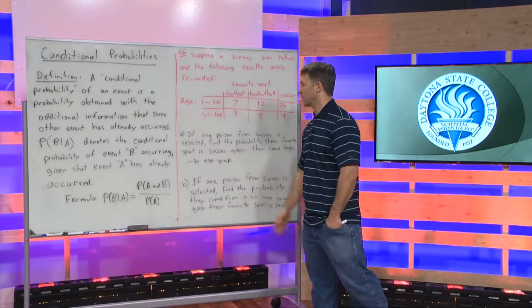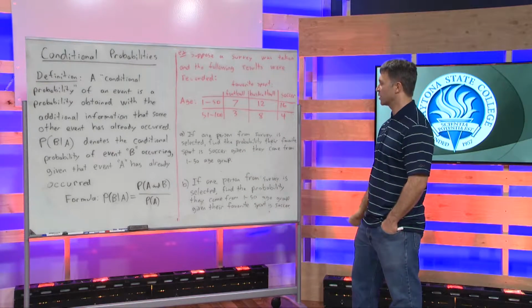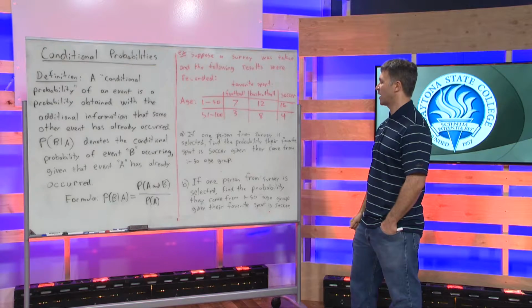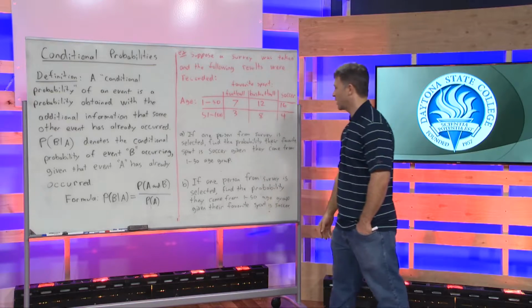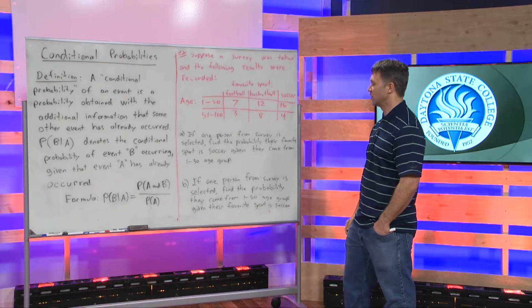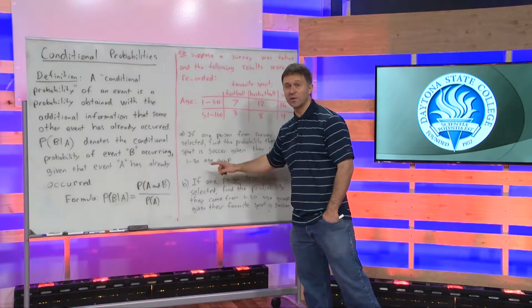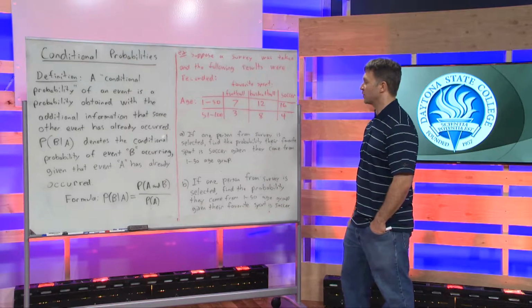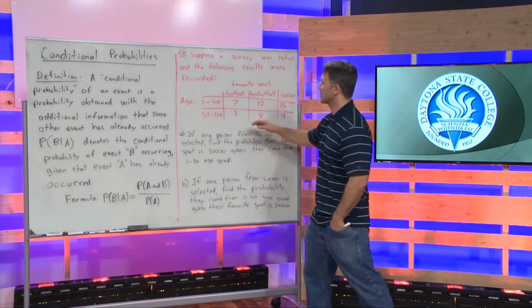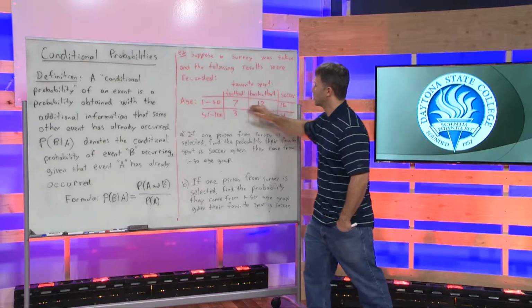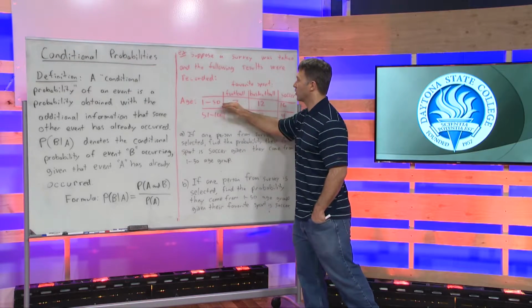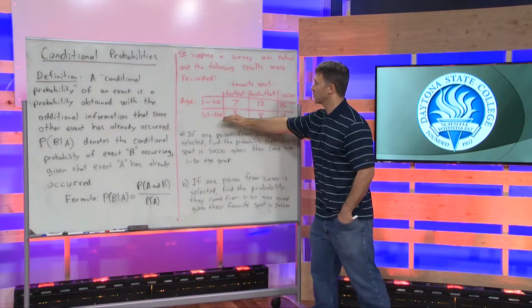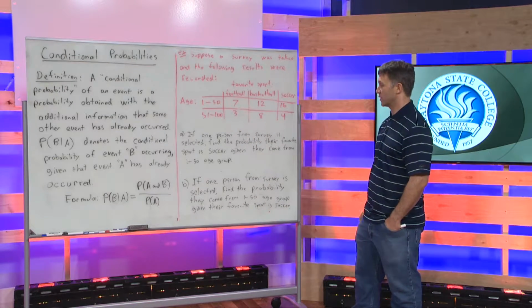All right, let's look at part A. If one person from the survey is selected, find the probability their favorite sport is soccer given that they came from the 1 to 50 age group. Okay, so that's what we're given. We're given that they came from the 1 to 50 age group. So it's almost as if this whole row corresponding to 1 to 50 age group is the only row we're dealing with. This bottom row is not there for this particular part A.